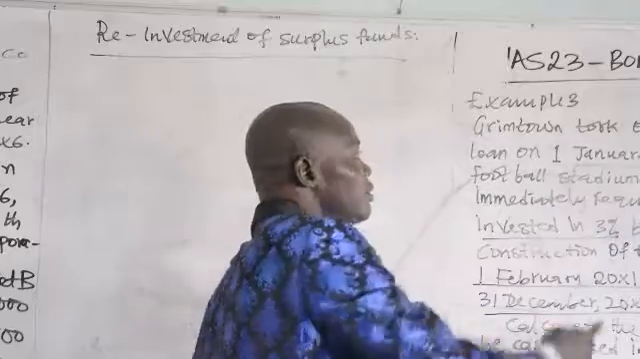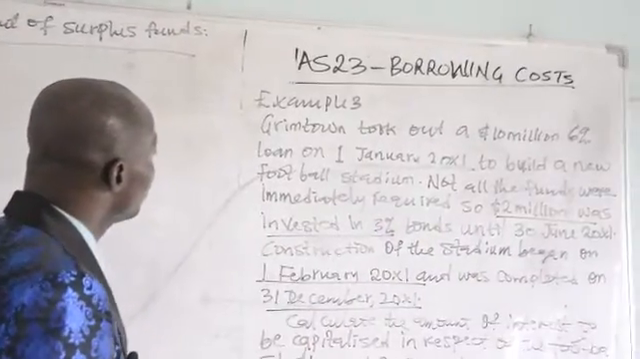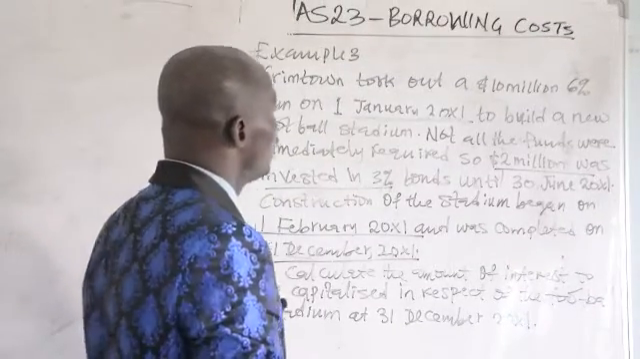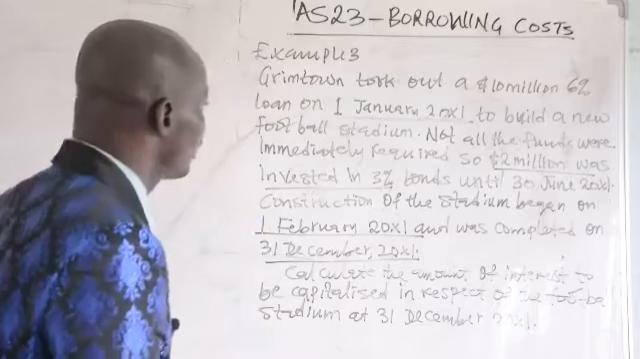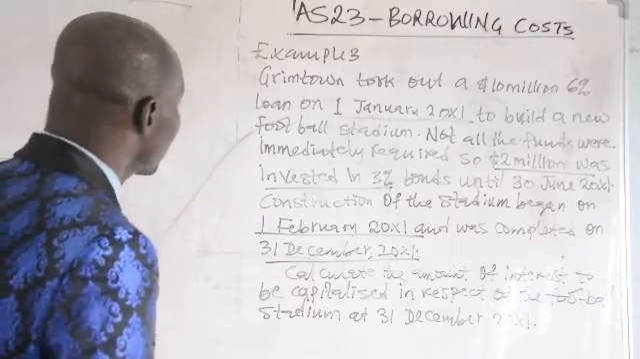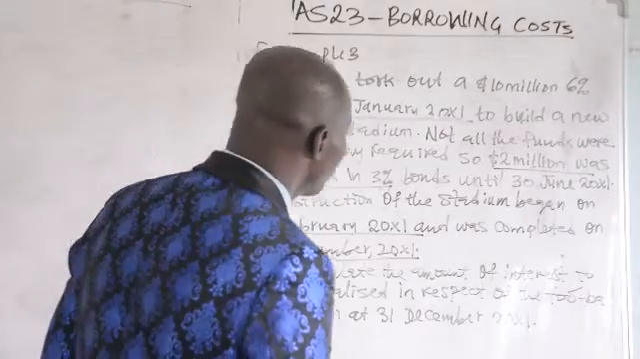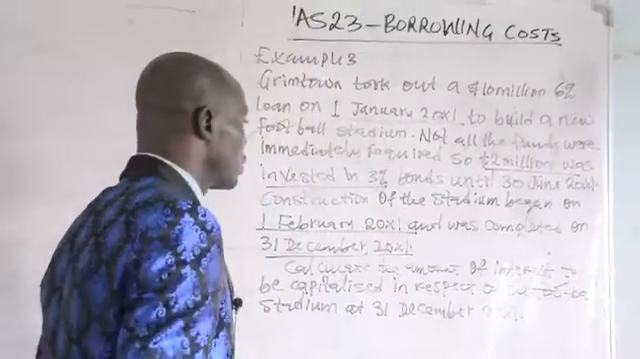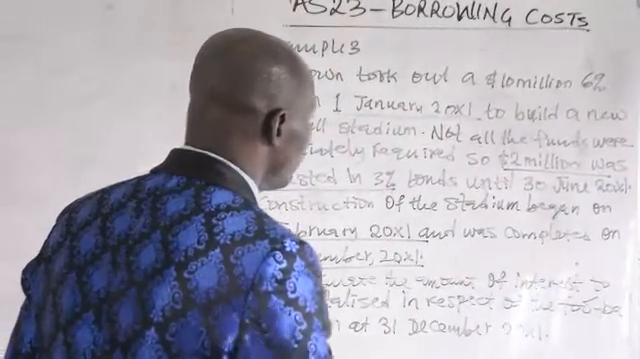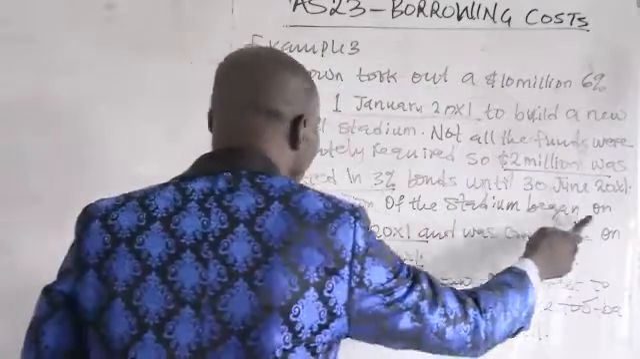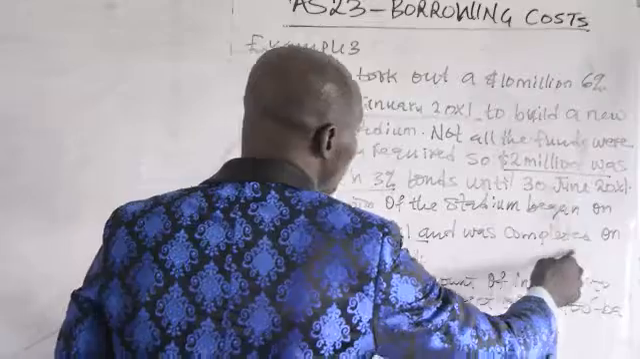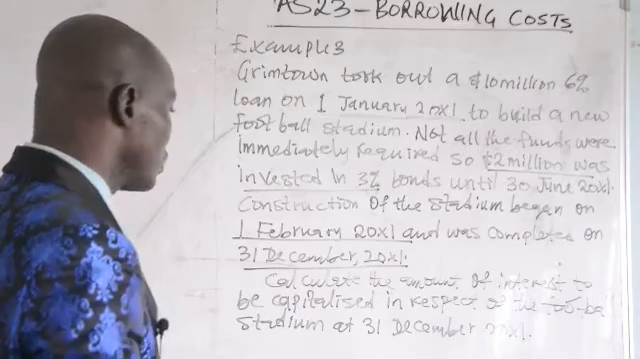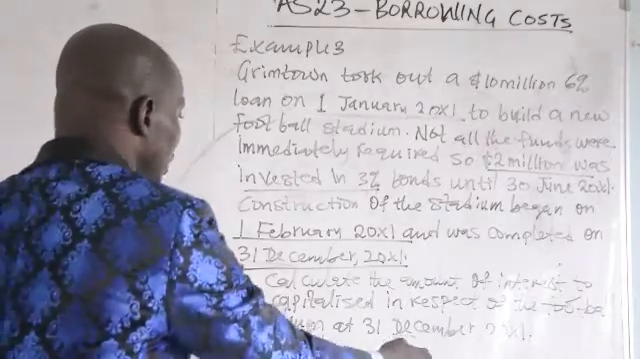Now, let's look at the question. Grim term. This question is obtained from Kaplan study test, ACCA. Grim term took out a 10 million 6% loan on 1st of January 2021 to build a new football stadium. Not all the funds were immediately required, so 2 million was invested in 3% bonds until 30th of June 2021. Construction of the stadium began on 1st of February 2021 and was completed on 31st of December 2021. Calculate the amount of the interest to be capitalized in respect of the football stadium at 31st of December 2021.